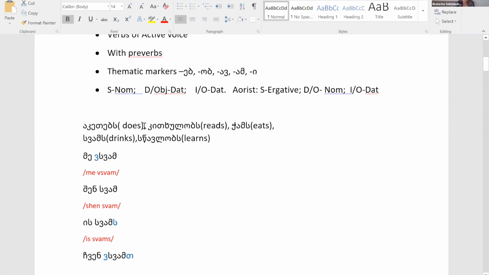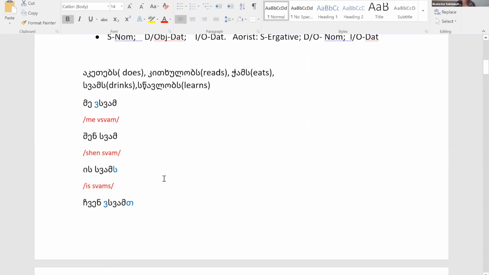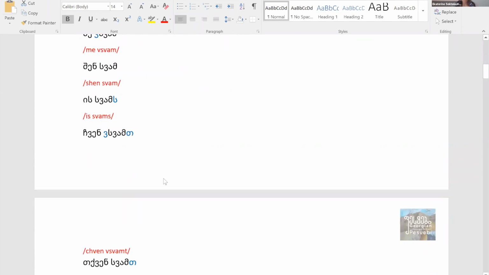Akeths, he does. Kitkhulobs, he reads. Chams, he eats. Svams, he drinks. Stsavlobs, he learns. Conjugation: me vsvam, I drink. V is the first person singular subject marker. Shen svam, no subject marker. Is svams, he drinks. Chven vsvamt, we drink. Tkven svamt.